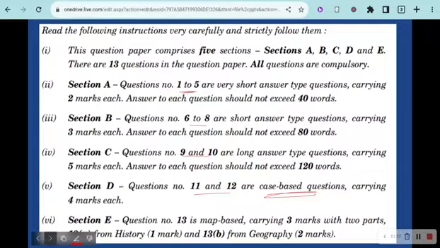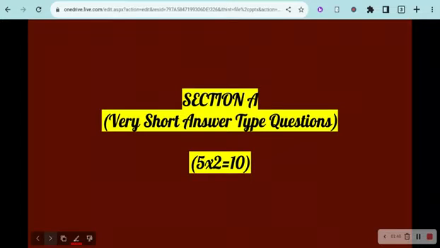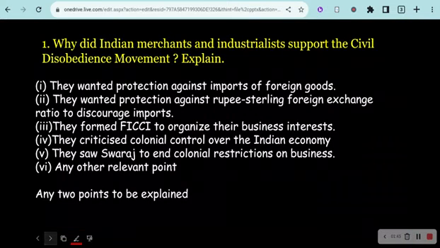Let us start with our first section, section A, the very short answer type questions. Question number 1: Why did Indian merchants and industrialists support the civil disobedience movement, from the chapter Nationalism in India? I have given you 5 points over here. You have to write any 2 points and explain them, because this is a two marker question, so any 2 points are sufficient.